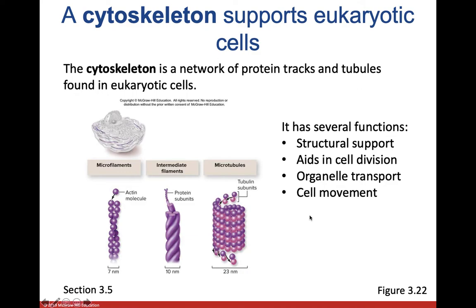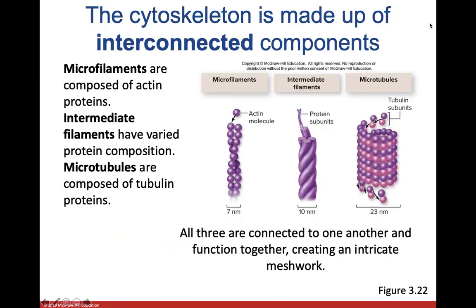The cytoskeleton in a eukaryotic cell is made up of 3 different types of filaments: microfilaments, intermediate filaments, and microtubules. You can see them down here. A microtubule is a tube, while microfilaments are tiny little actin molecules versus the larger complex proteins of intermediate filaments. So you can see the difference here.